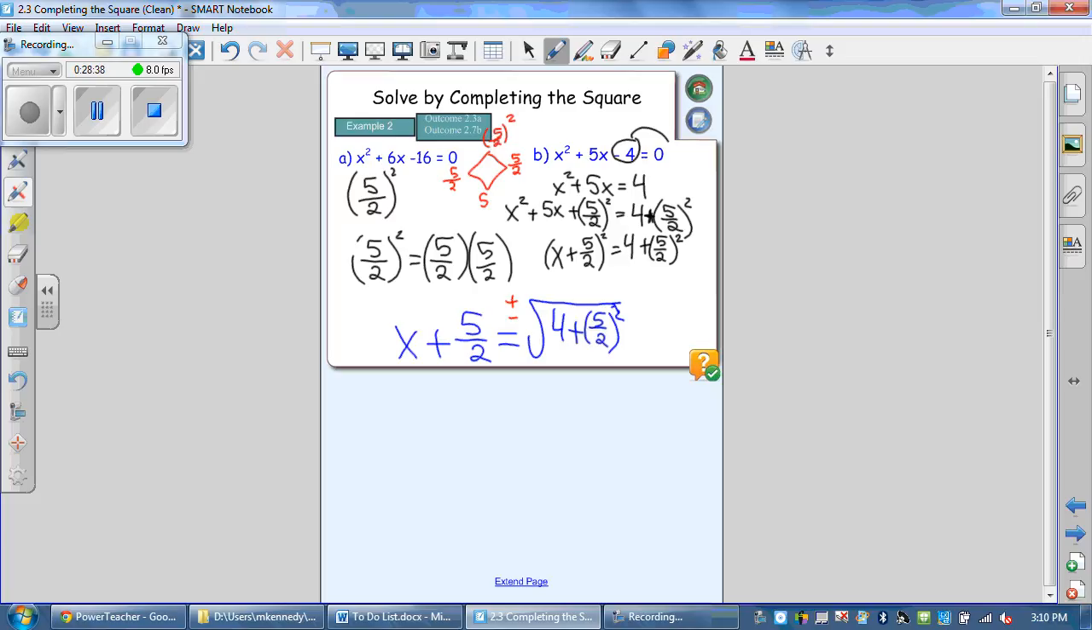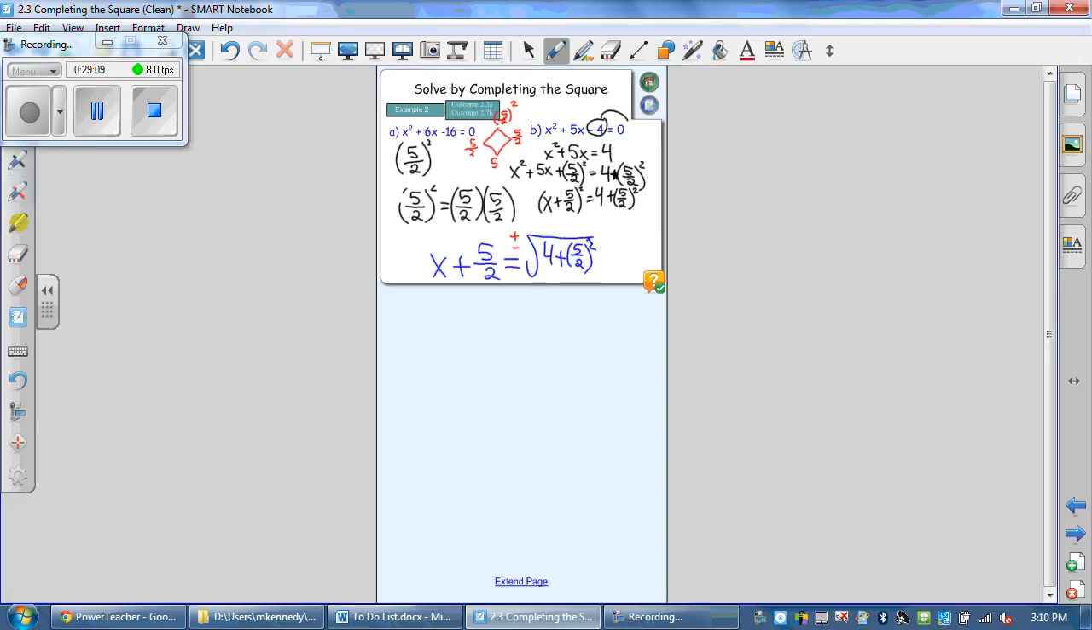The only way you could reduce it is if you put that square in, so it'd be 25 over 4, and then add those into one fraction. But I don't think that's going to help us, it'll just make it worse. Subtract 5 over 2 from both sides. So your final answer is x is equal to negative 5 over 2 plus or minus the square root of 4 plus 5 over 2 squared. That would be your final answer.